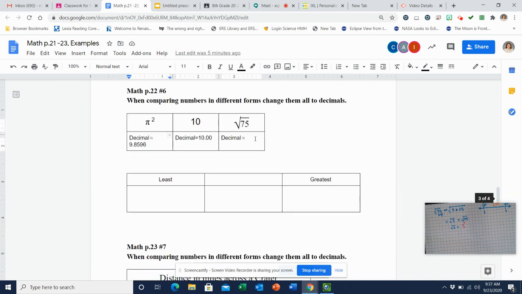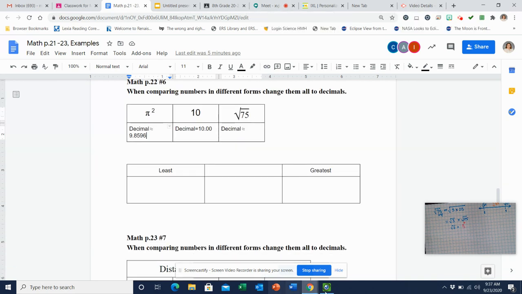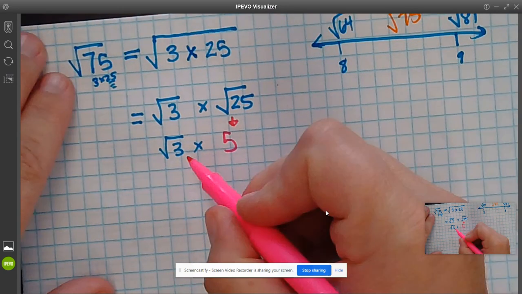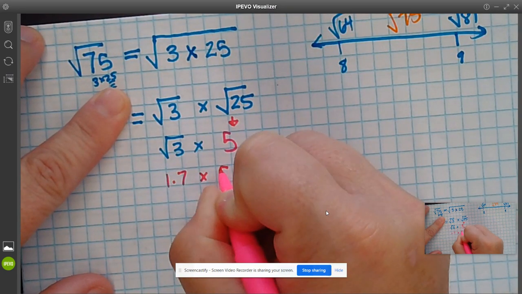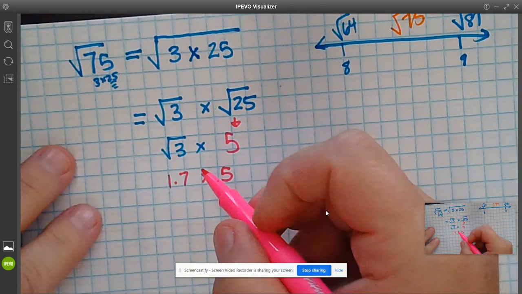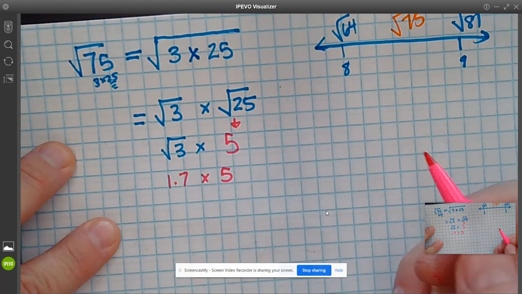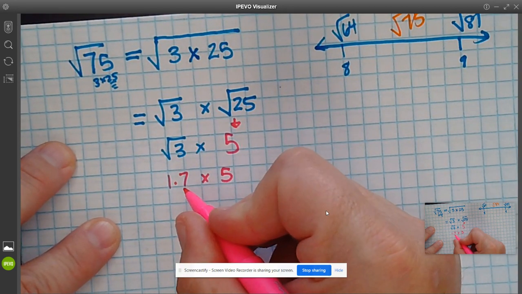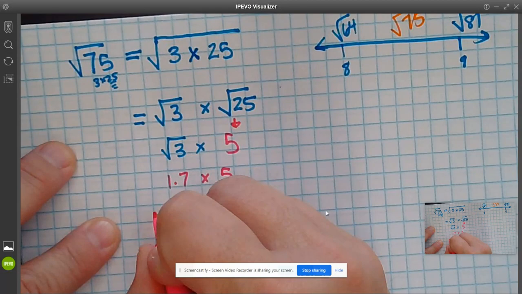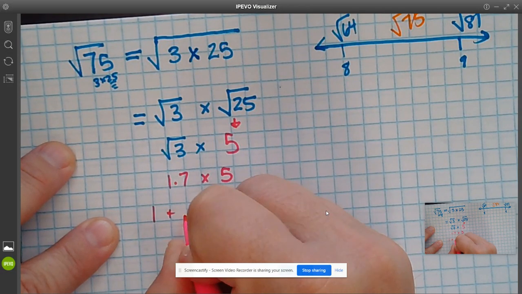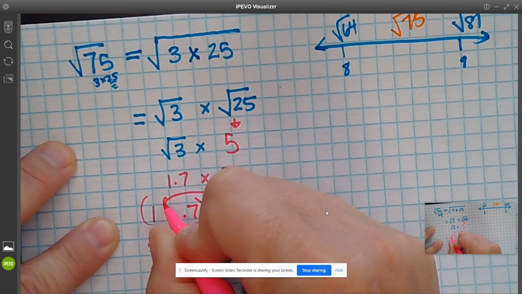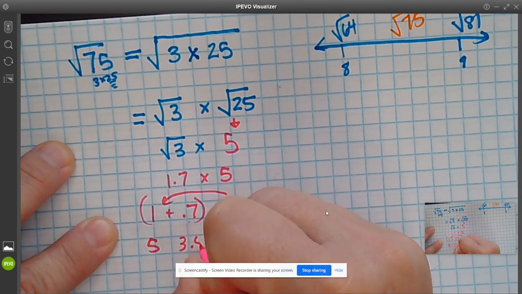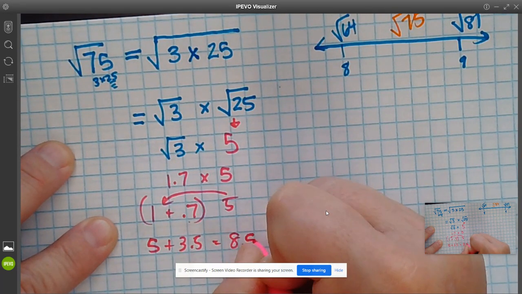So then we can just go ahead and use that value, right? So we can take the square root of 3, and we know this is approximately 1.7, so 1.7 times 5, right? And 5 times 1 is 5, and 5 times 7 is 35, right? So I'm going to do a little number talk here. Times 5 because it's easier for me, right? 5 times 1 is 5. 5 times 0.7 is 3.5. And so this is 8.5.